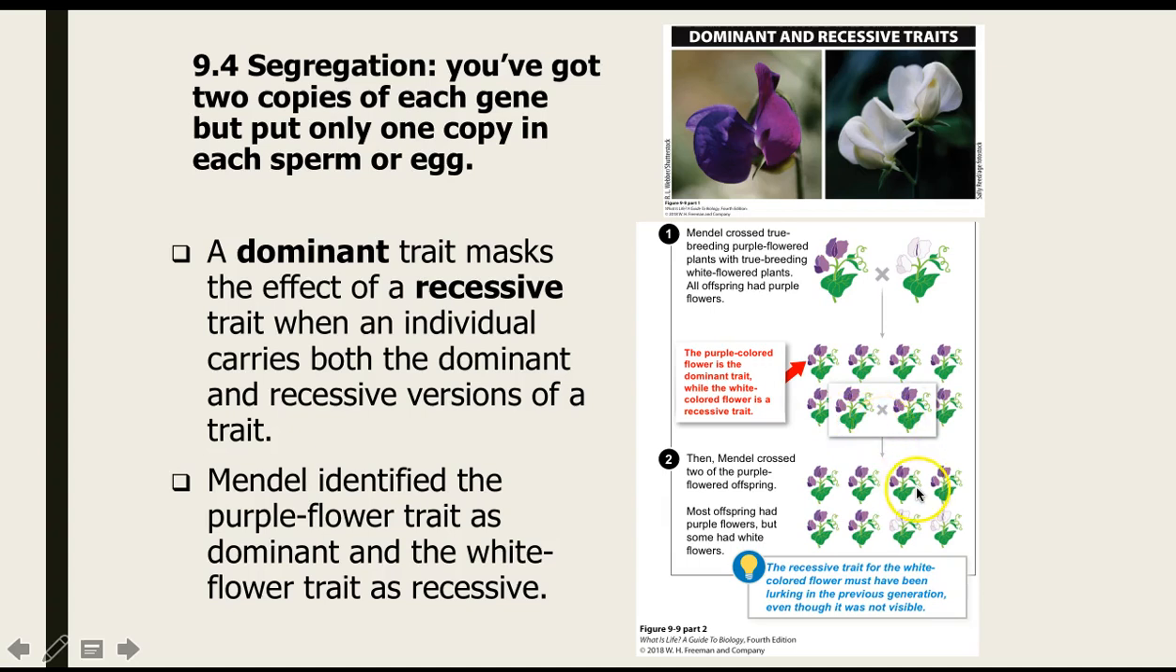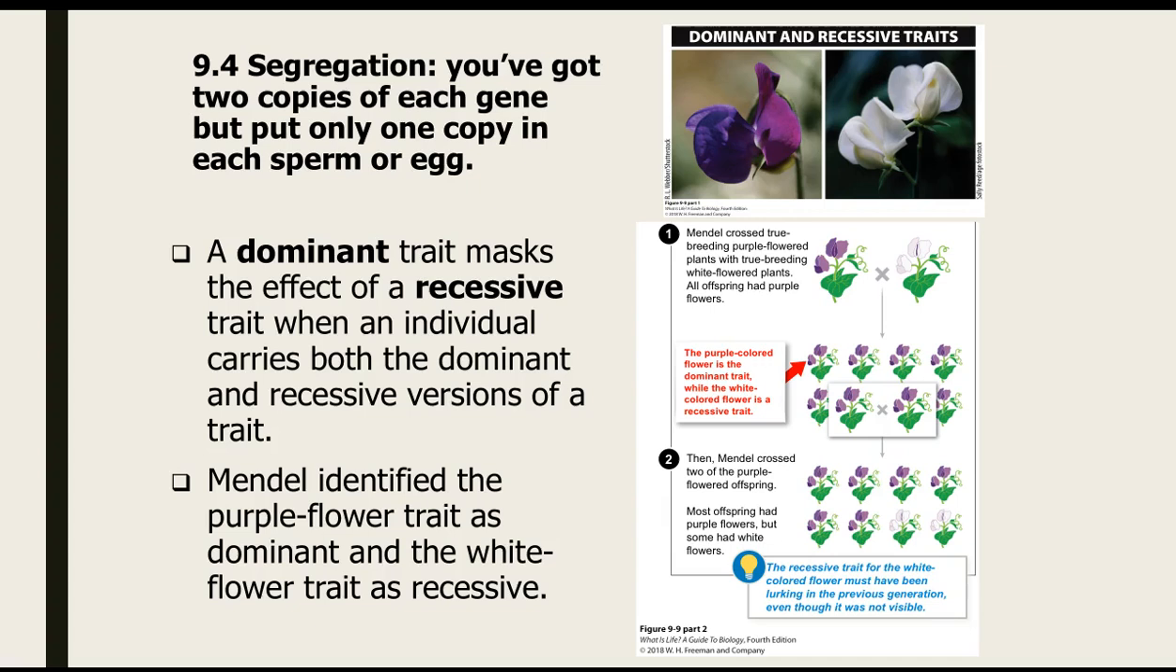And what he got was kind of mind-blowing to him. About 3/4 of the offspring showed the dominant, but there pop up the recessive ones, the ones that had been masked in this generation. They show back up again. So how was it possible to get the white plants if he was breeding two purples?